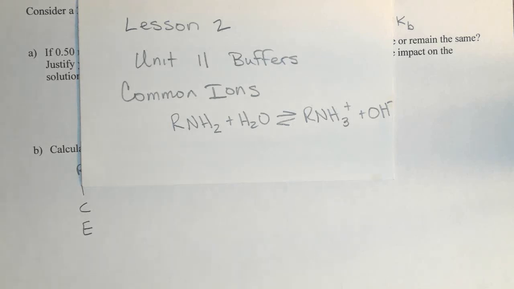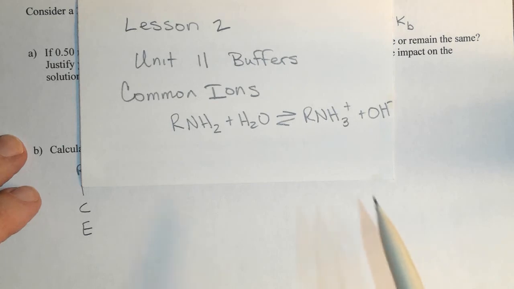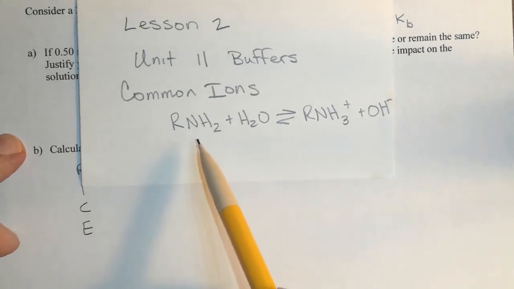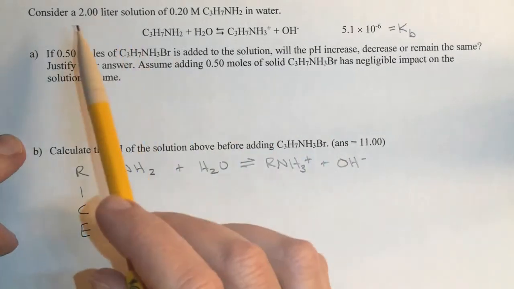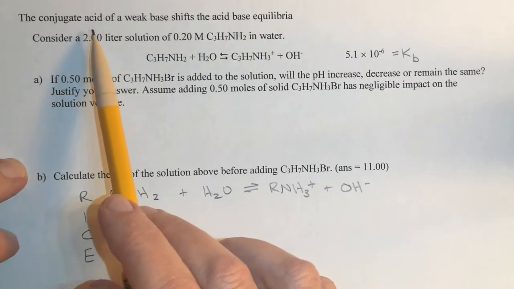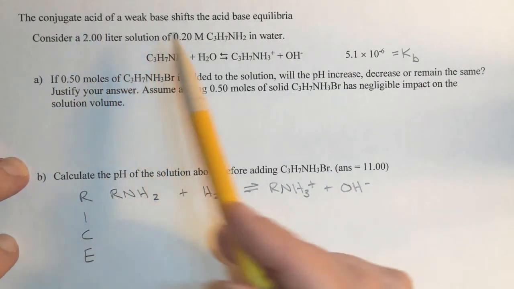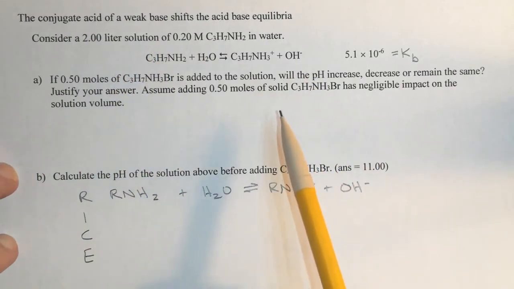Lesson 2 for Unit 11, buffers, common ions. We're going to be looking at the reaction of a common ion with an amine-based compound. So, if we had the conjugate acid of a weak base, we're going to shift the acid-base equilibrium.